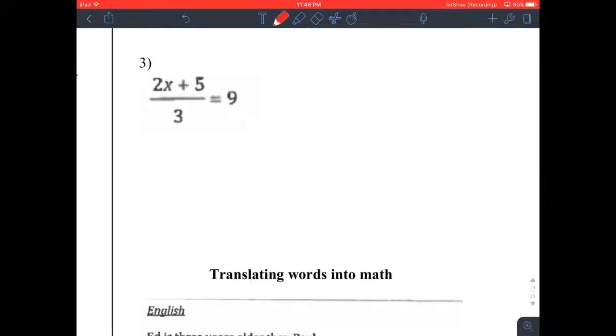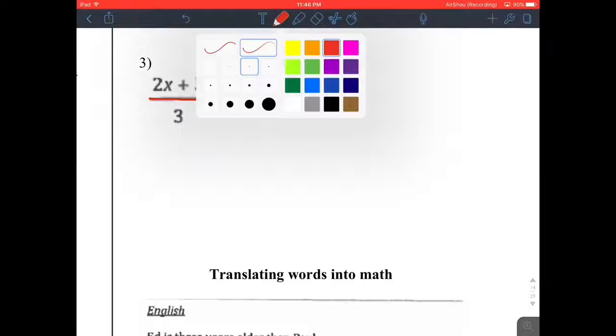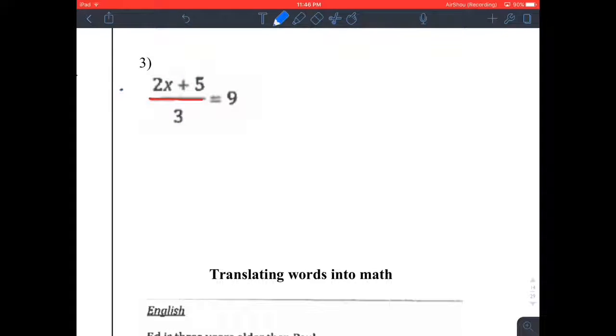Number 3, we got 2x plus 5 divided by 3 equals 9. This fraction bar means division. If we want to get rid of division, we do the opposite. We're going to multiply both sides of the equation by 3. On the left, you're multiplying and dividing by the same number. They cancel. On the right, 9 times 3 is 27.